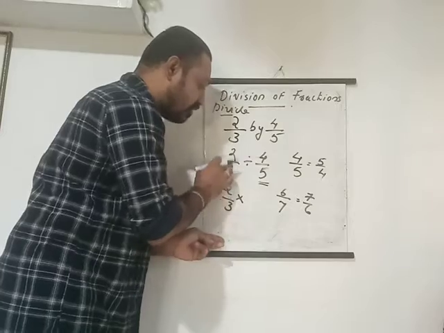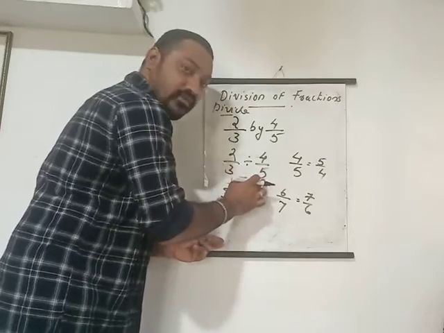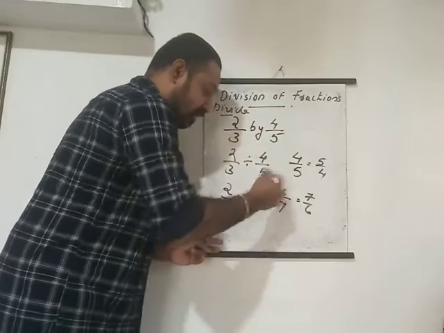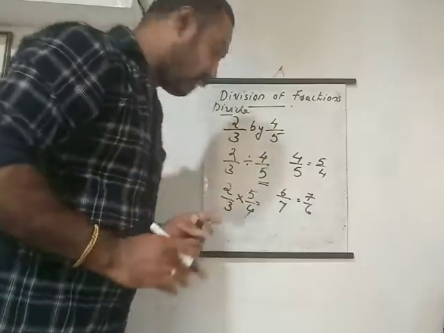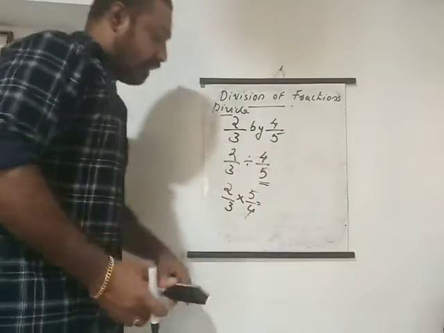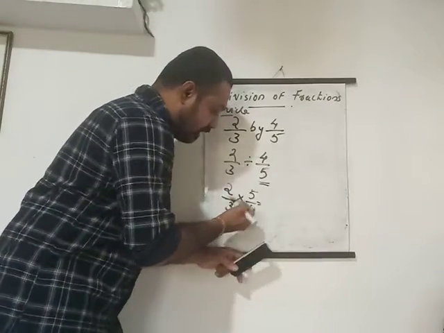Then what is the answer for 2 by 3 divided by 4 by 5? What is the reciprocal? 5 by 4. When we multiply these two, we will get the answer. So here the answer is 2 by 3 into 5 by 4.